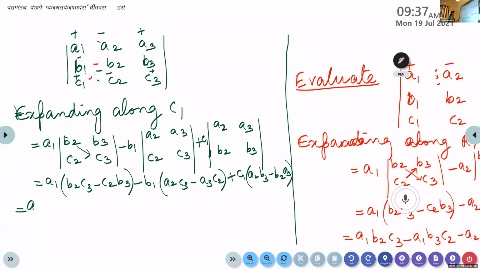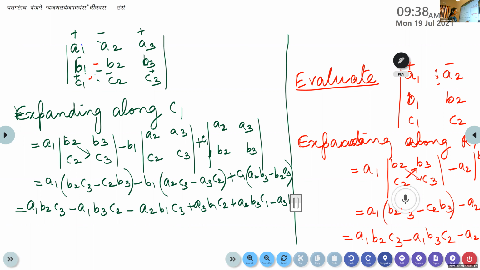So now expand this. Open the bracket. A1, B2, C3 minus A1, B3, C2 minus A2, B1, C3. Negative of negative will become positive. Plus A3, B1, C2 plus A2, B3, C1 minus A3, B2, C1. Now compare these two and check whether they are the same. When we expand it along the first row and along the first column, check whether the determinant value is the same. Is it correct?